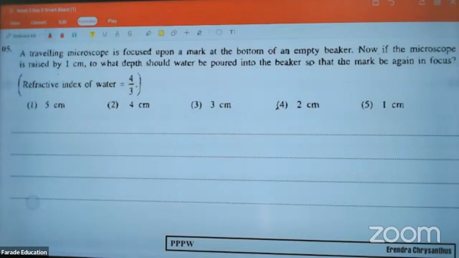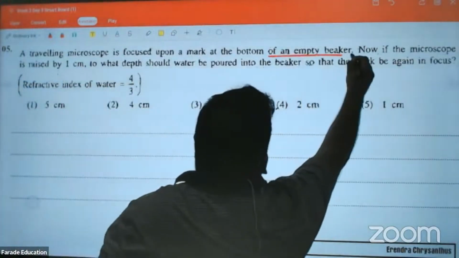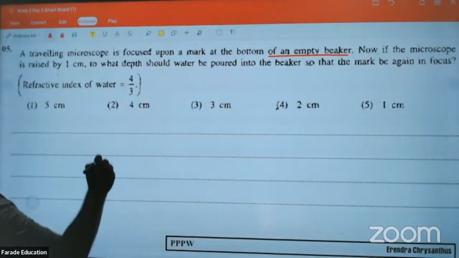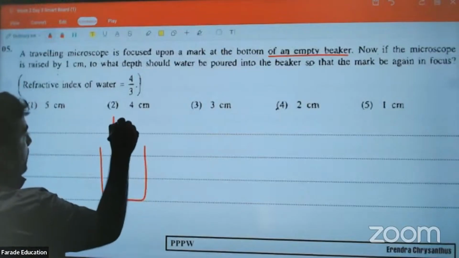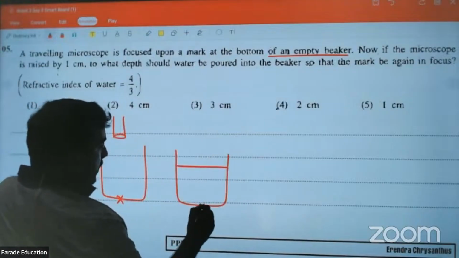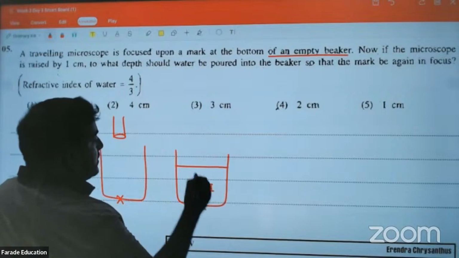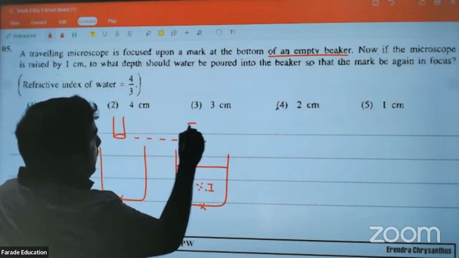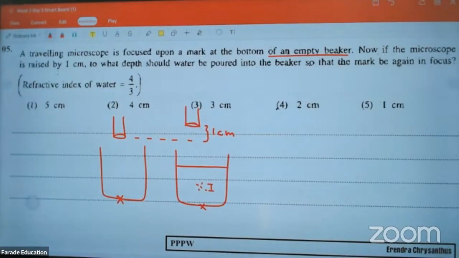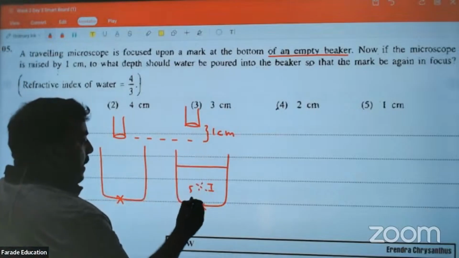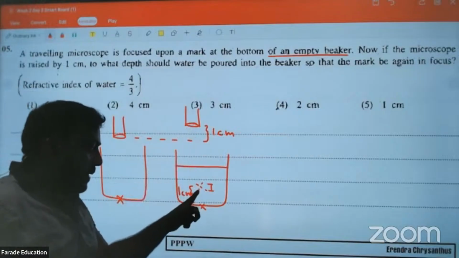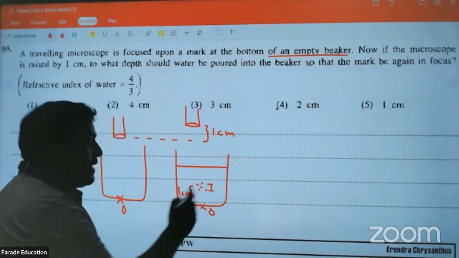A traveling microscope is focused on a mark at the bottom of an empty beaker. Now, if the microscope is raised by 1 centimeter, to what depth should the water be poured? Now, here, the telescope is focused on the bottom. If I fill water here, the bottom is slightly shifted up. That's where the image is. So the telescope also must be shifted up by 1 centimeter. Remember, the shift here and the apparent shift both are the same.